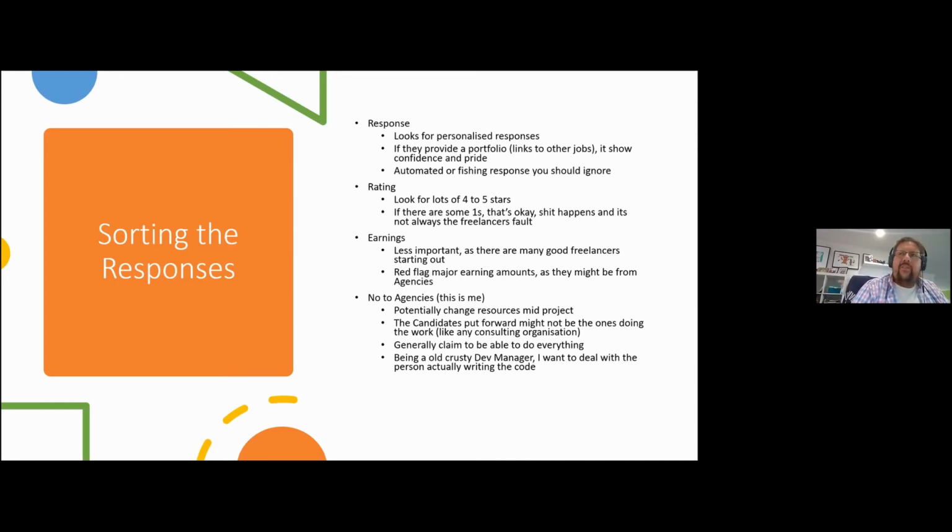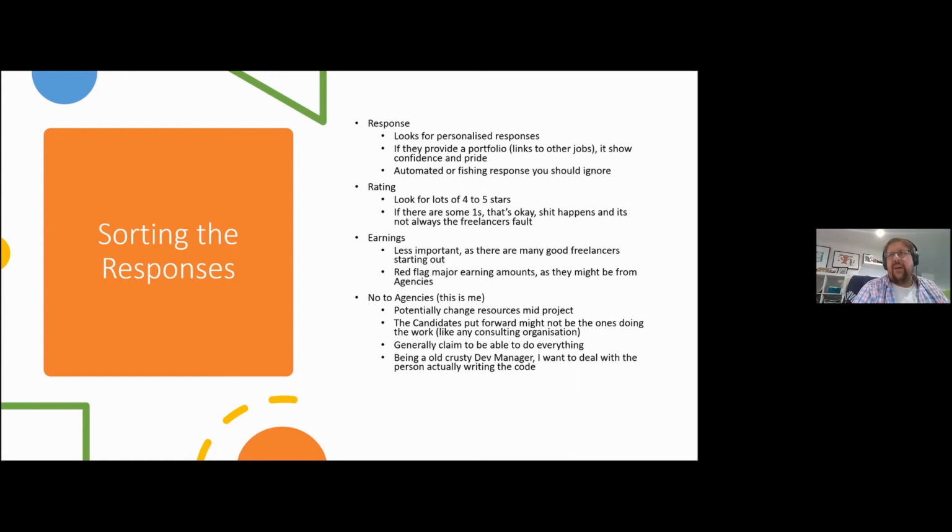The other thing that a lot of systems will have is how much they've earned, right? So they'll say, we've made over 100K, or I've done 5K of work or something like that. For me, that's less of an important criteria. What I've found is that some freelancers are just starting out and they've got nothing, so it doesn't mean anything. And also for me, if you've got 100K, generally it probably means you're an agency. And again, that's a red flag for me.